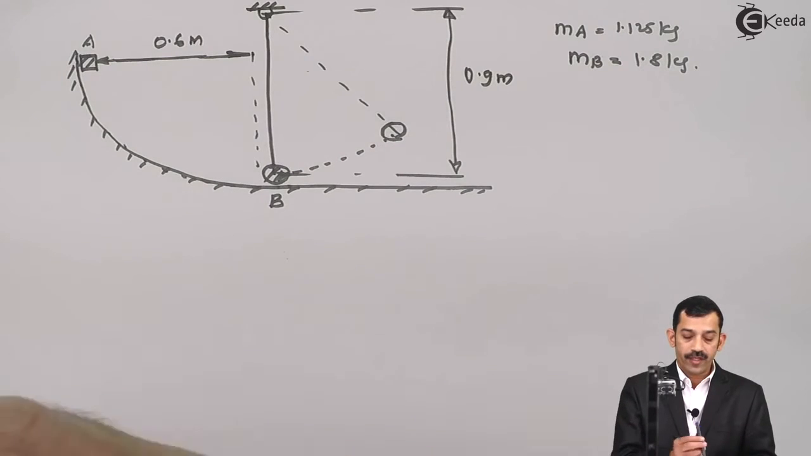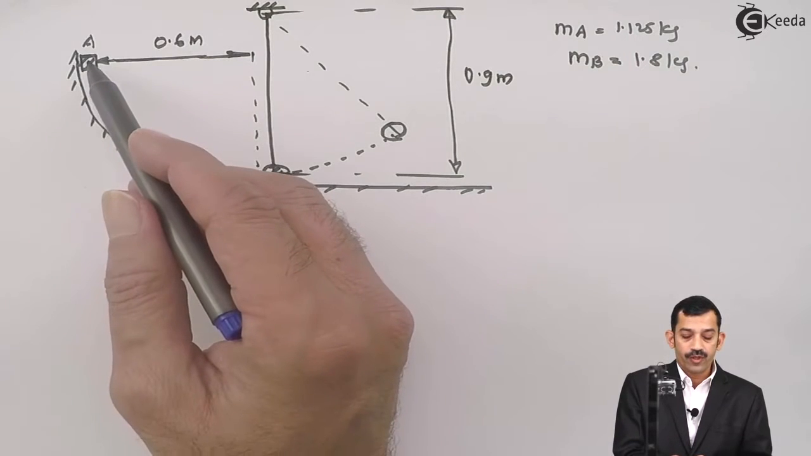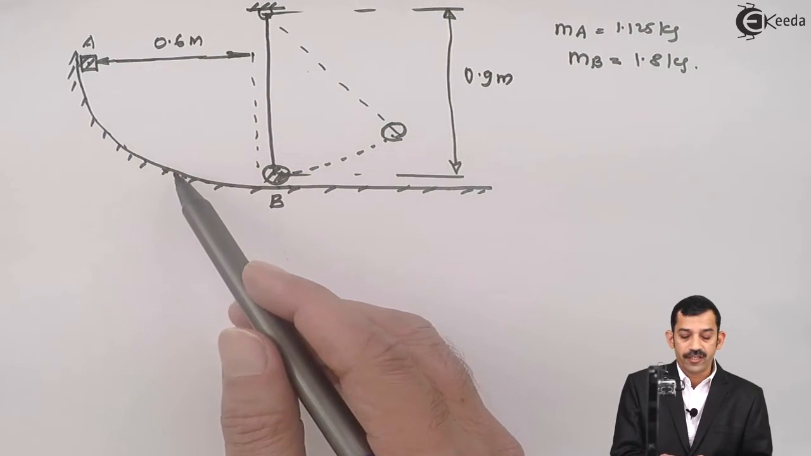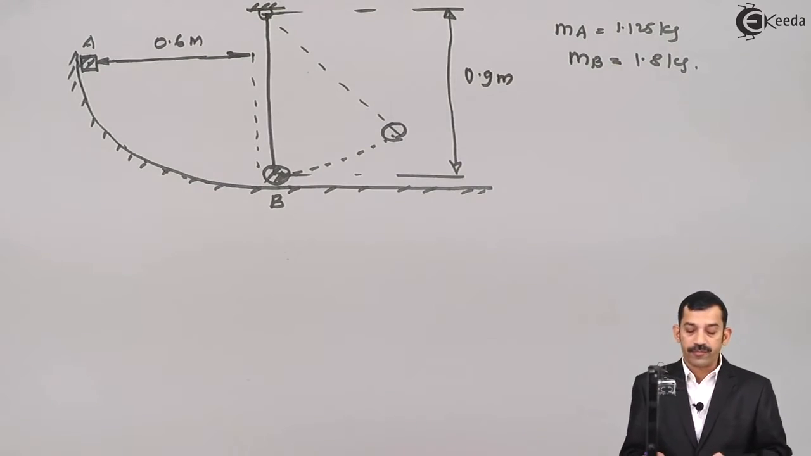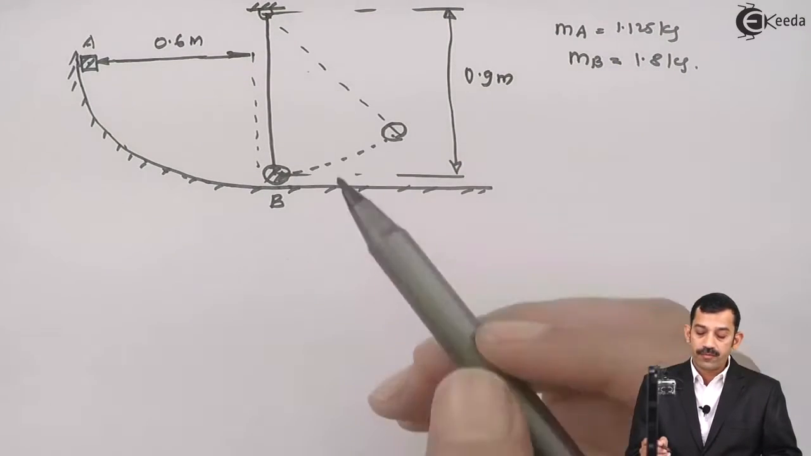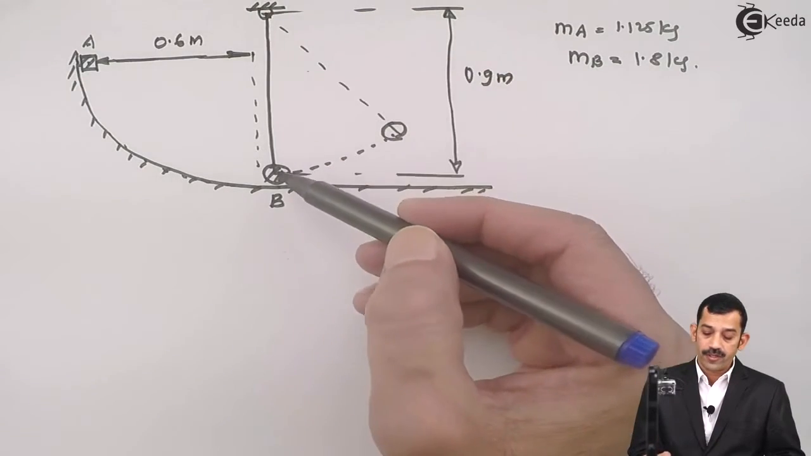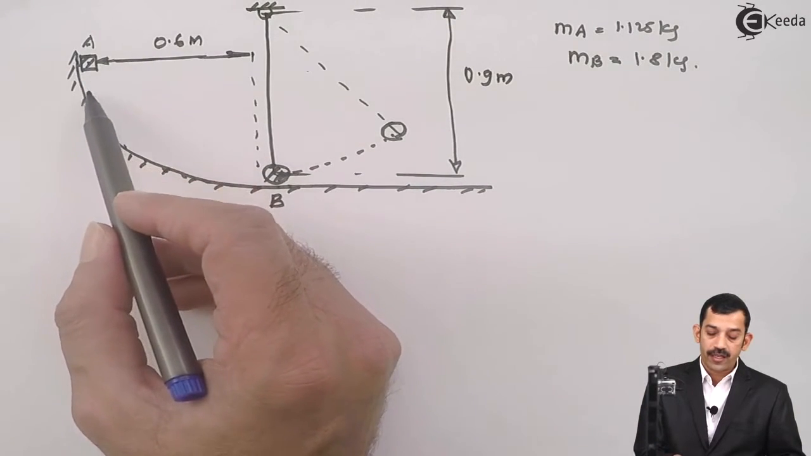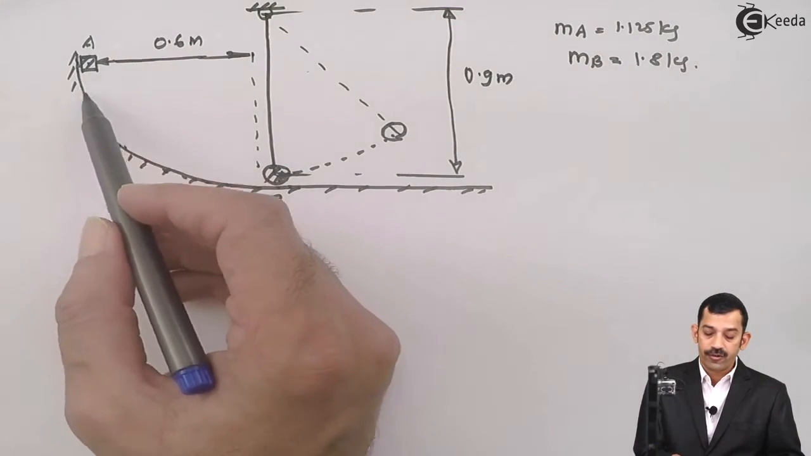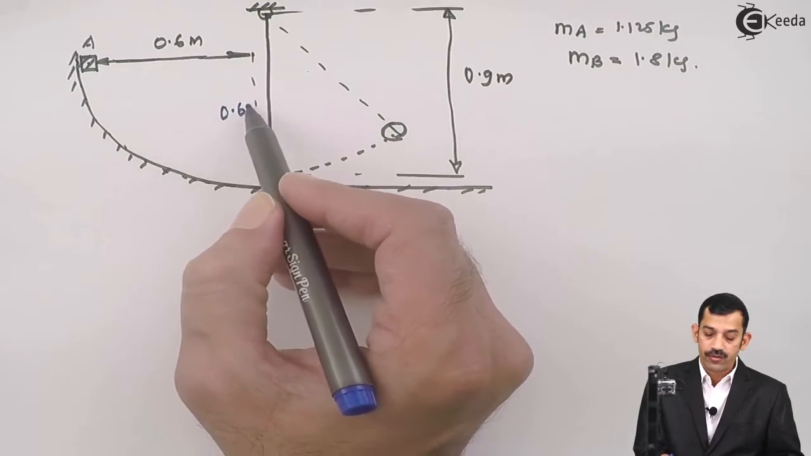Body A, this one is block A, starts its motion from rest and slides along this frictionless surface, then strikes ball B of the simple pendulum. You have to find the velocity of ball B just after impact and then the maximum angular displacement. The length of the pendulum string is 0.9 meter, and the block slides along this curved surface, which is quarter circular. This dimension is 0.6, and this vertical is also 0.6 meter.